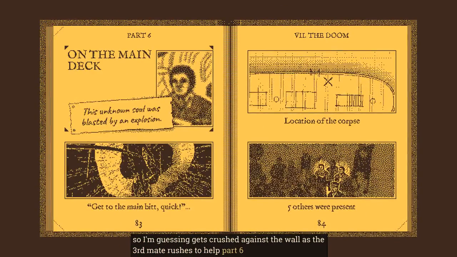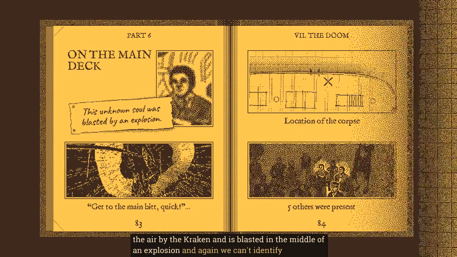Part 6, we're now above board. 2 crew members have run up with bags of gunpowder. One of them somehow gets pulled into the air by the Kraken and is blasted in the middle of an explosion. And again, we can't identify this person. In this scene also are our tattooed crew member, our crew member with a turban, and a couple of officers who we don't know the names of.